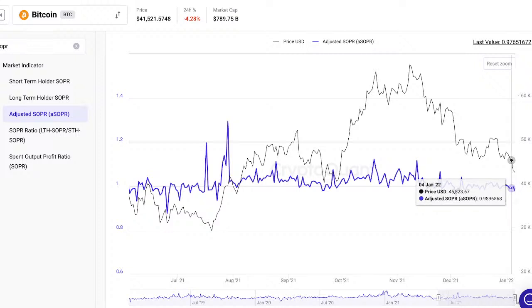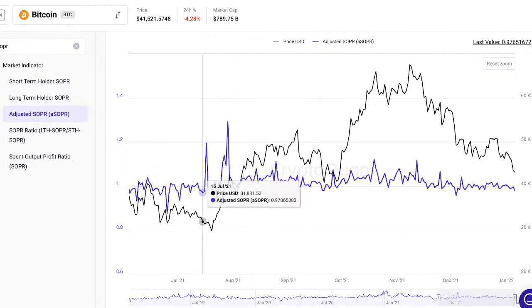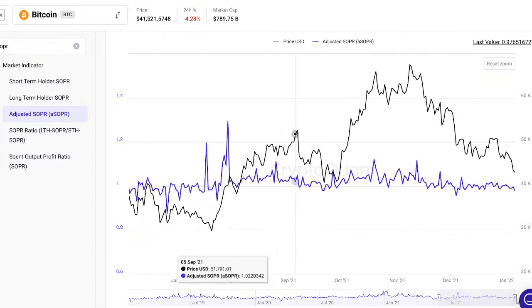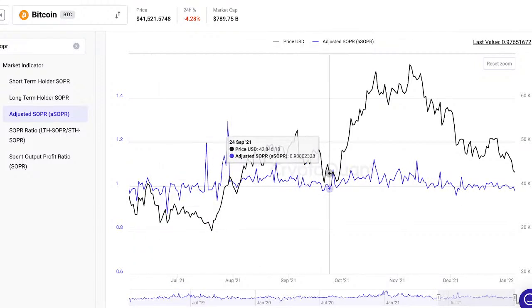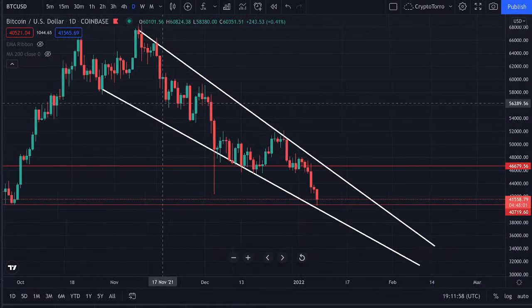So this is for sure important. Well, what else are we seeing? If we look at the price action from the past couple of months, for the people who are not familiar with the SOPR, the gray line is the price action of Bitcoin, and what you're seeing is exactly the same as what we're seeing right here on the chart.